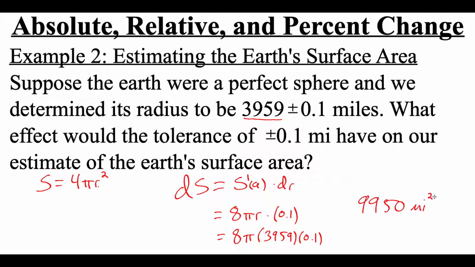And that sounds like a lot. It's actually an area about the size of the state of Maryland. But if you're looking at the surface area of the whole Earth, then that really isn't that much at all. So that 0.1 change in the radius is really going to have very little effect on the overall surface area of the Earth.